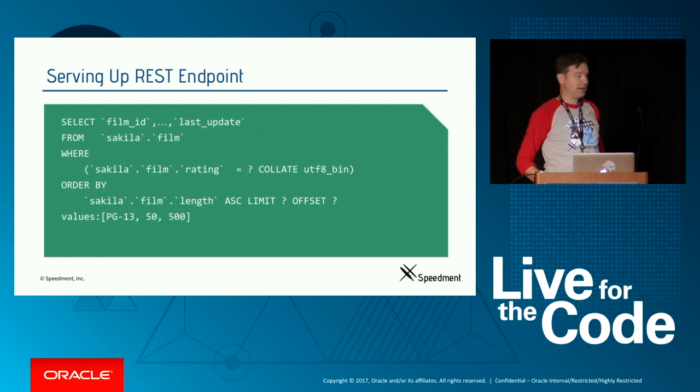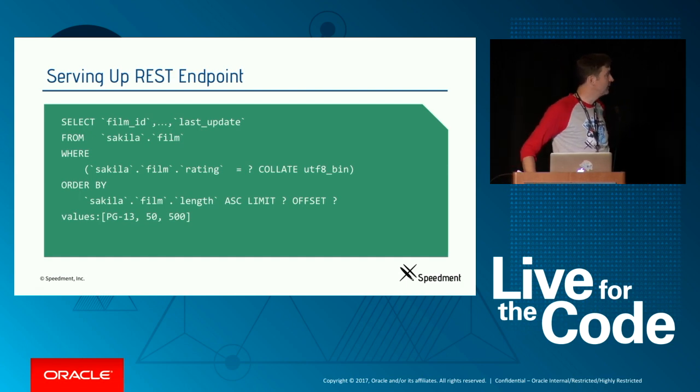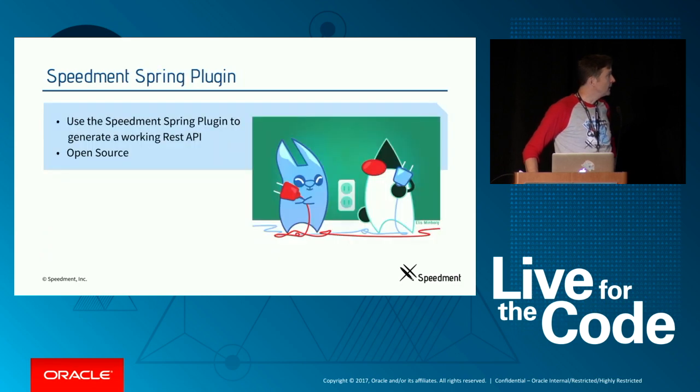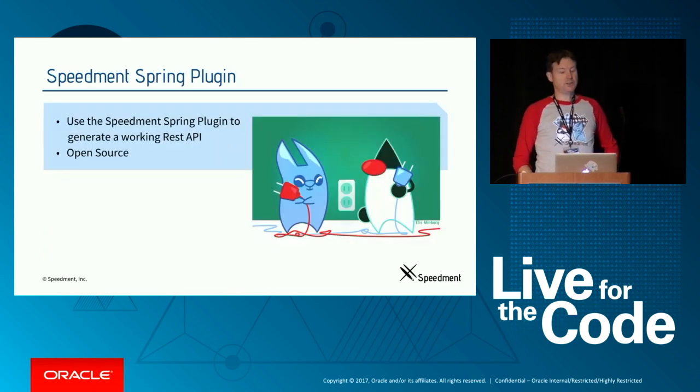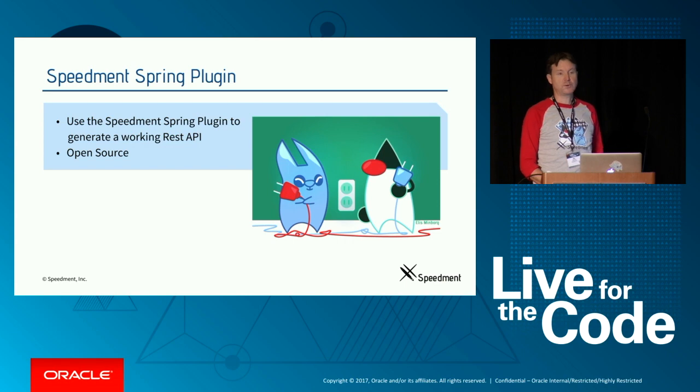And this will be compiled to something like this. Select from film where your condition is set and order by. And actually there is a plugin that you can use that is also open source with Spring. So this plugin will generate all boilerplate annotation and beans for you automatically.